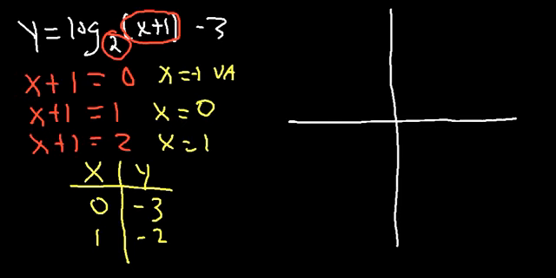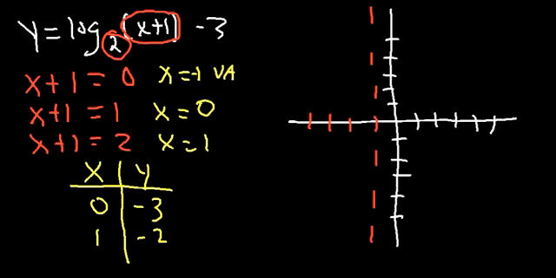So the first thing you want to do is plot the vertical asymptote, which is at -1. And then plug in your points. So we have our first point at 0, -3, which is over here, and then 1, -2. So start from the vertical asymptote and then follow the 2 points, and that's how you graph it.